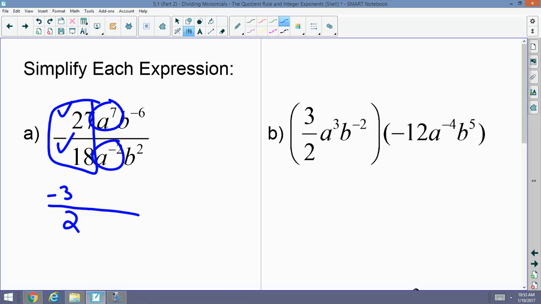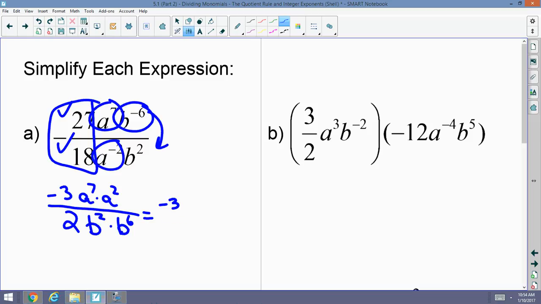Thank you. So I have a to the 7 times a squared because I brought it up. Now this b to the -6, how do I make it positive? By bringing it down. So now I have b squared times b to the 6. Now I have everything positive. Now I can rock and roll.